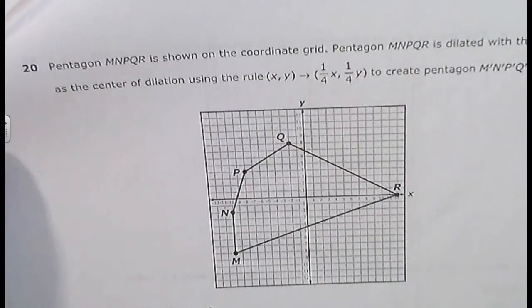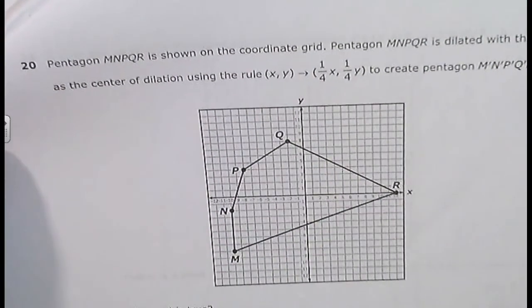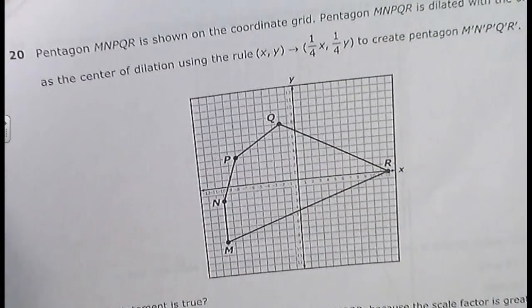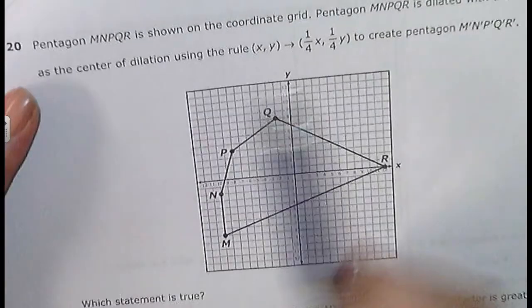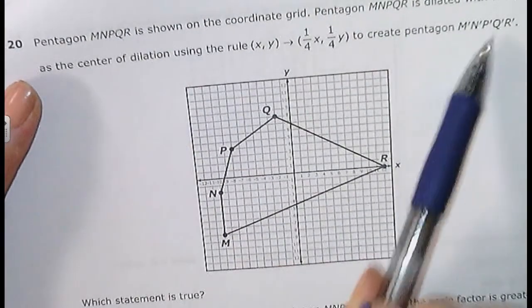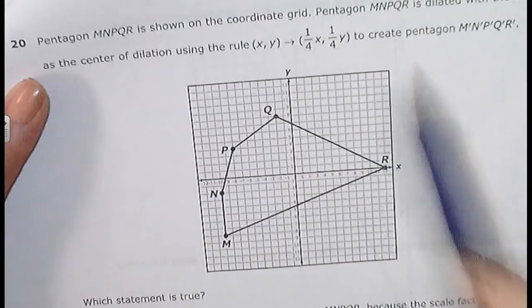Alrighty, I'm on question 20, still category 3. I'm reading it. So you've got a pentagon shown below on a coordinate grid, and another pentagon. It's dilated. The origin's the center, always is. And there's the rule. And you're going to create the new one with the M prime, N prime, and all that fun stuff. Remember, this one's first, this one's second. Those primes represent the second picture.